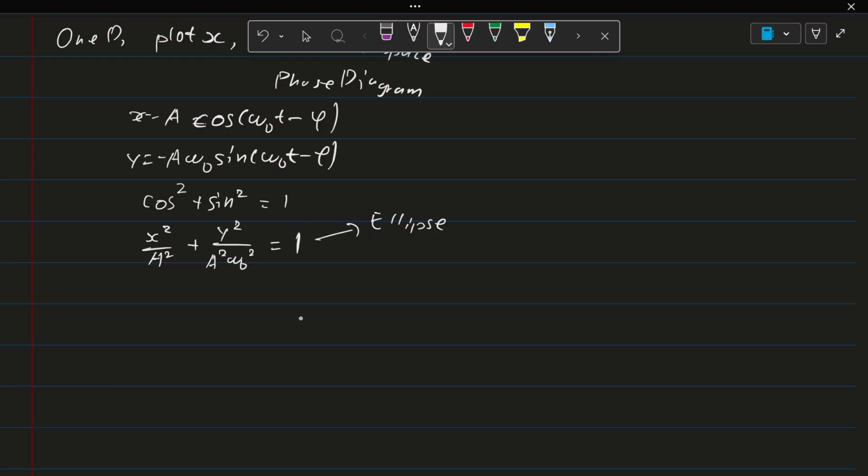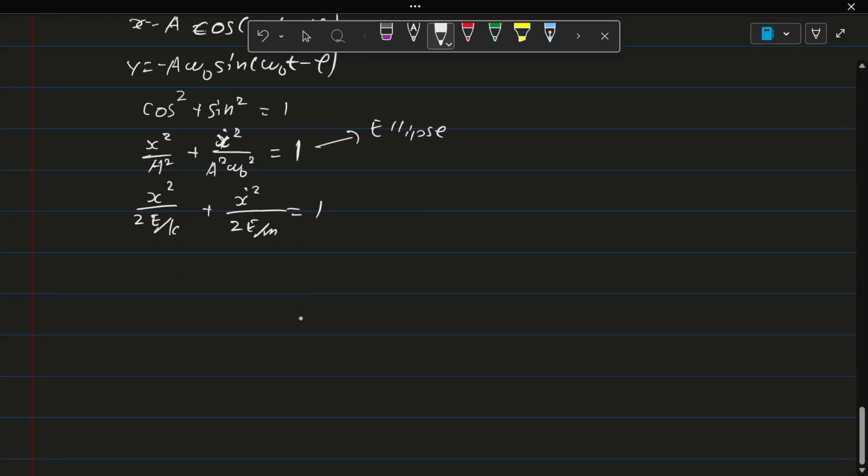And you could technically also denote this in terms of, sorry, this should be x dot. And you could technically also denote this in terms of the energy. So it's x squared over 2E over k and x dot squared over 2E over m. I won't fully derive where this comes from, but you could pretty much see it from the previous equation about the energy. And so therefore, you could get some conclusions as well. kx squared plus mx dot squared equaling 2E.